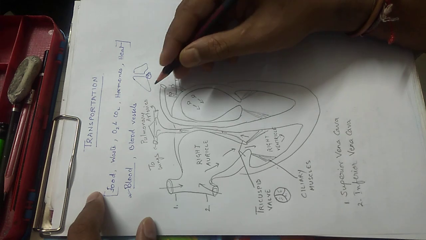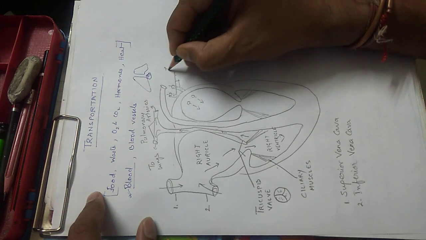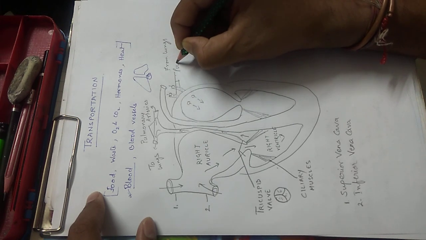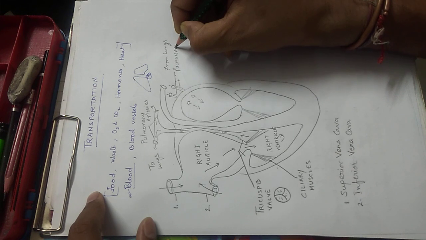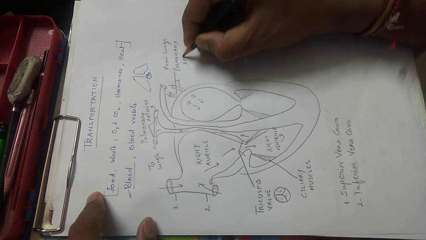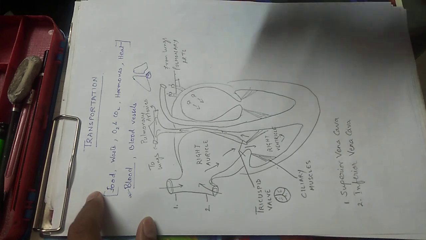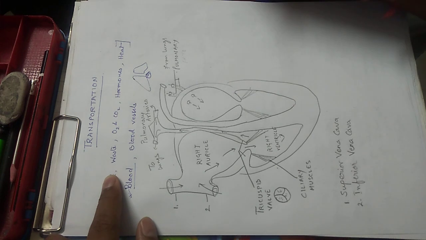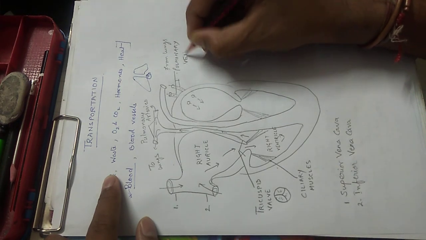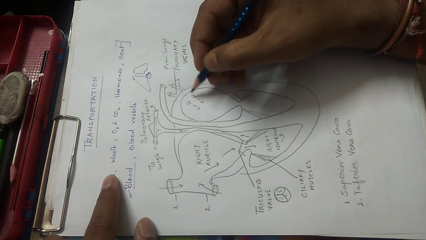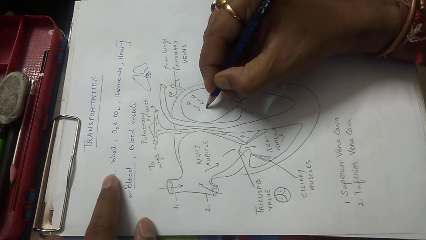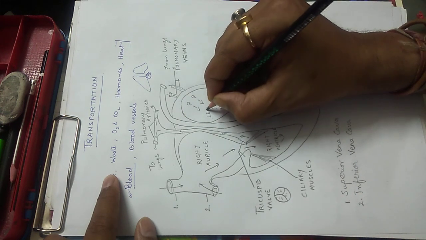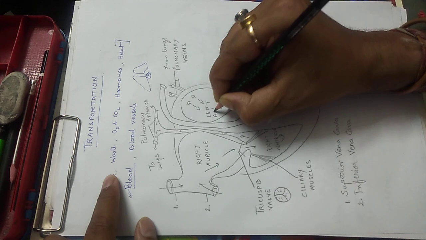And the tubes which are bringing the oxygenated blood, from where? They are bringing it from the lungs. They are called, sorry, they are called pulmonary veins. Now the pulmonary veins bring in the oxygenated blood. This oxygenated blood will enter into this chamber. This chamber is called the left auricle.